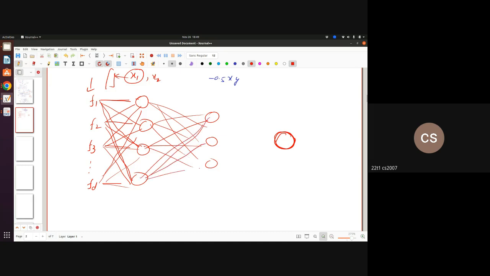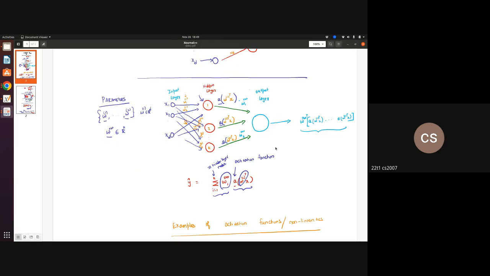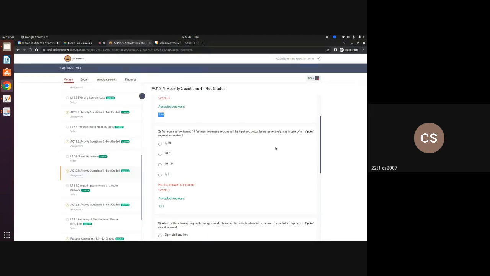Sorry, like that. And this one will be connected here. So here, what are we asking? 10 features. So, like I told you just now, there'll be 10. How many neurons is what we are asking? So there'll be 10 neurons in the input layer, and it's a regression problem. So there'll be 1 neuron in the output layer. Okay. So 10 into 1 should be the correct option.